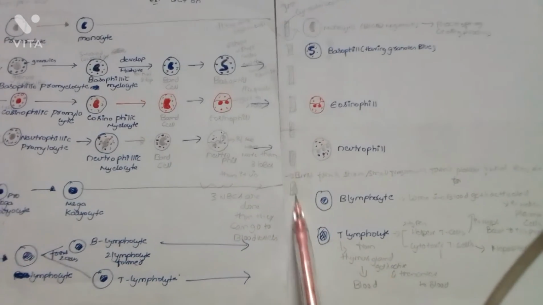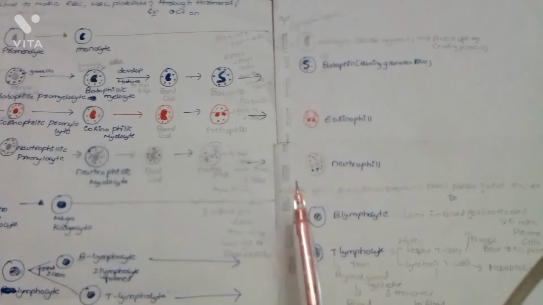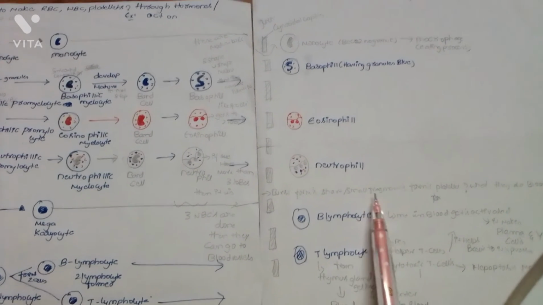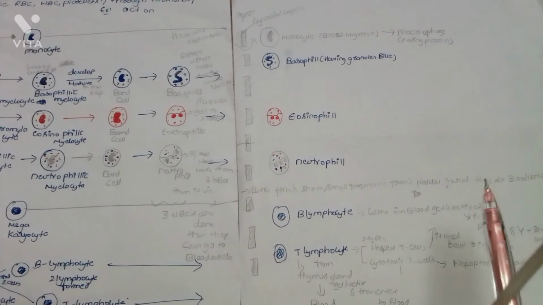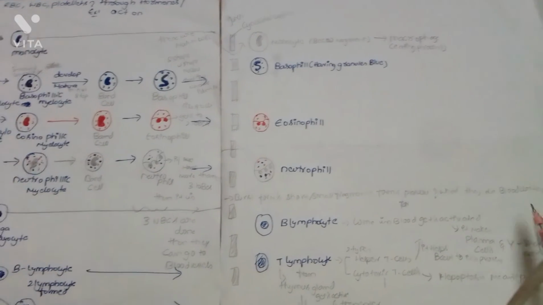Now I told you about the megakaryocytes, these are the big cells. They come here at this junction. They burst because these are large and big. They can't enter. So they burst and form small fragments which are known as the platelets. What do the platelets do? They help in the blood clotting.